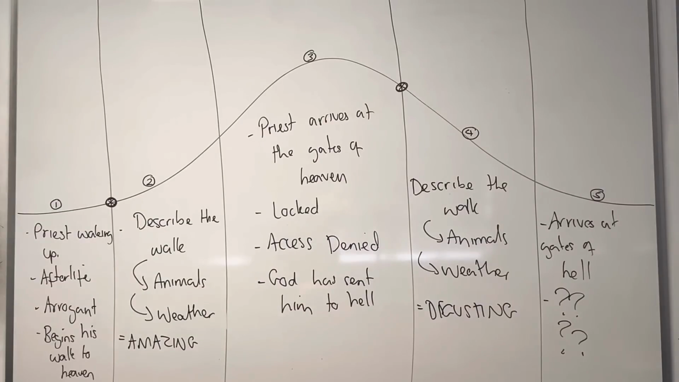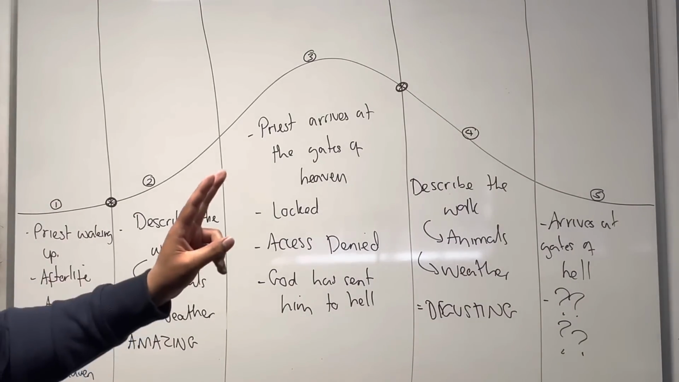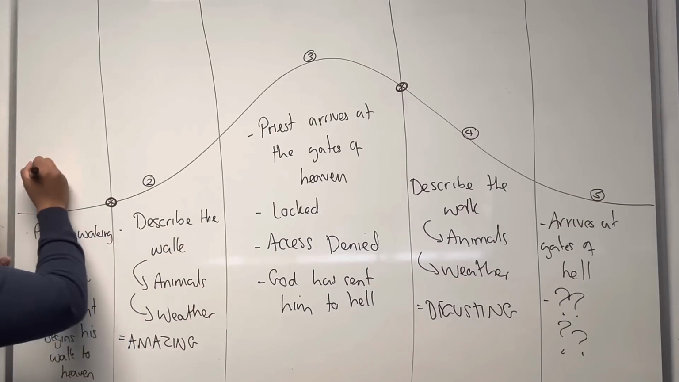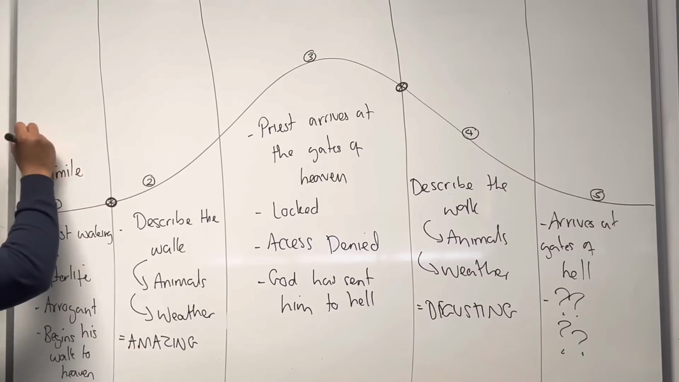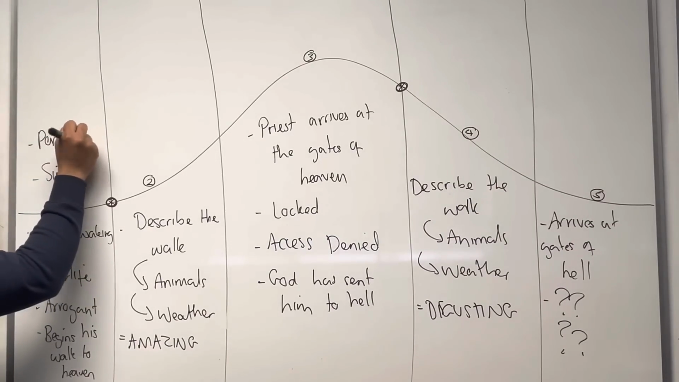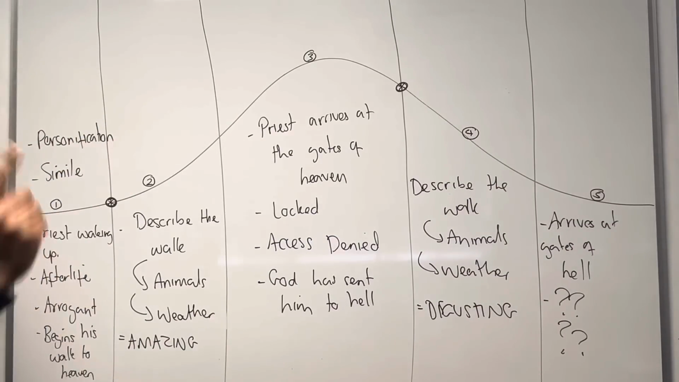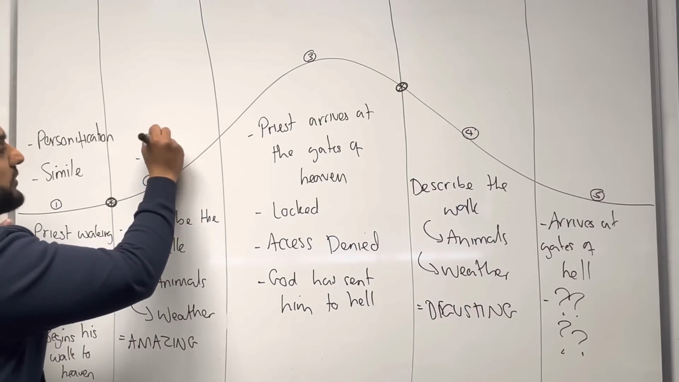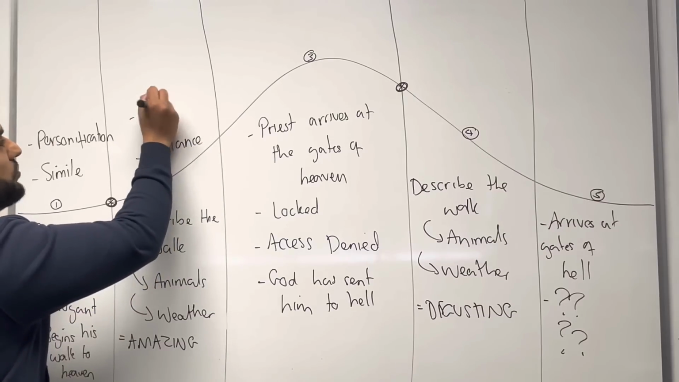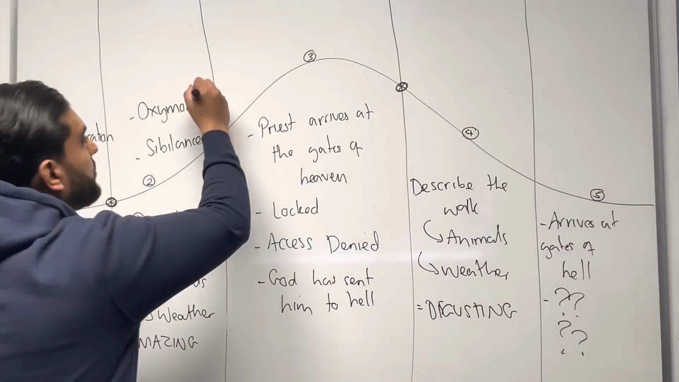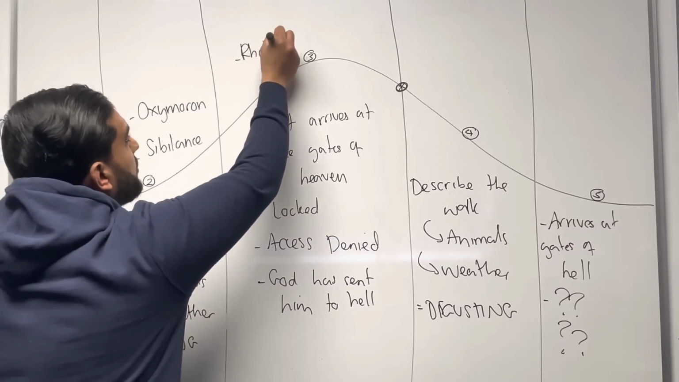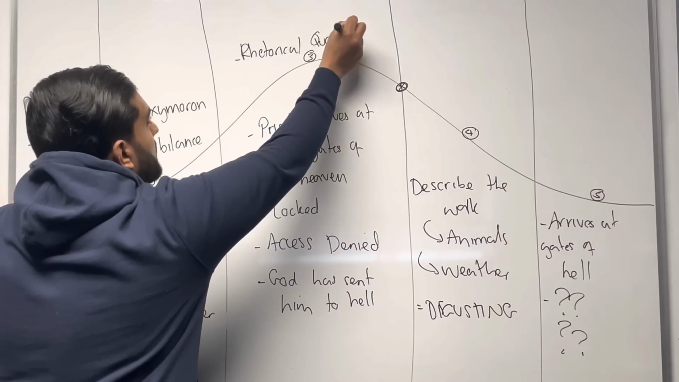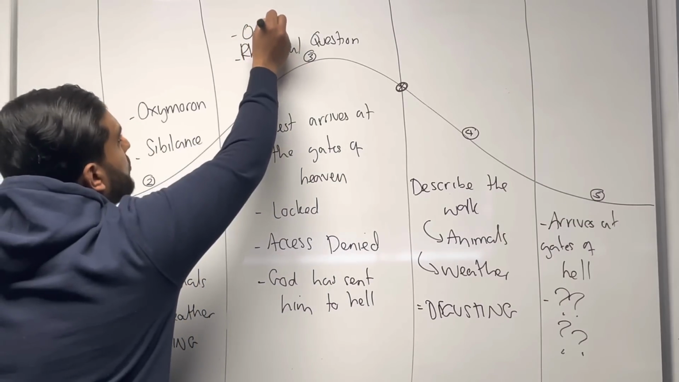Now I'm going to go through and give you the language that you would need. So earlier I said, every paragraph must have 2 language devices. So in paragraph 1, I will use a simile, and I will also use personification. If you don't know what they are, go and watch my video on language devices. Paragraph 2, let's use sibilance, and let's use oxymoron. Paragraph 3, I will use a rhetorical question, and I will use onomatopoeia.